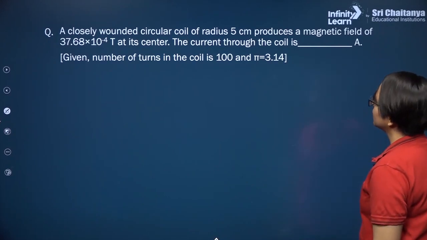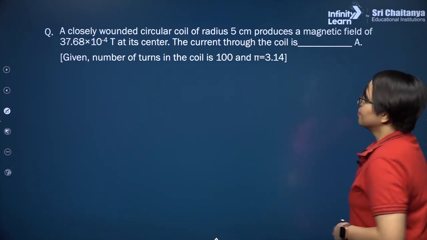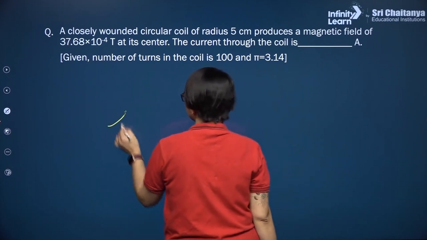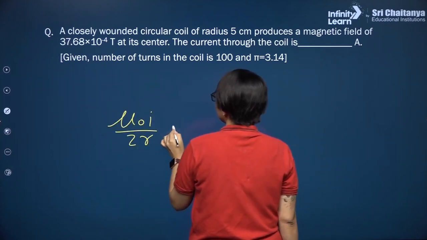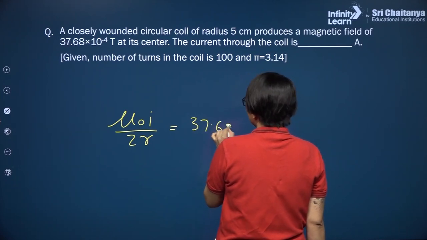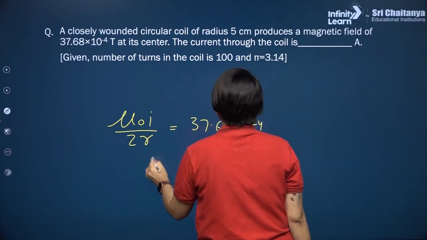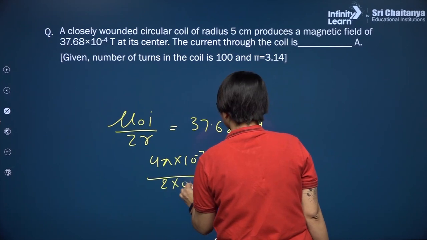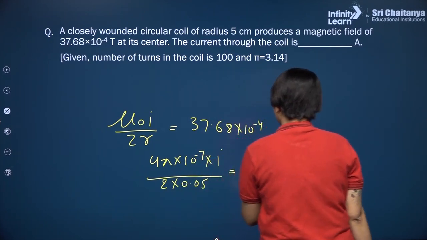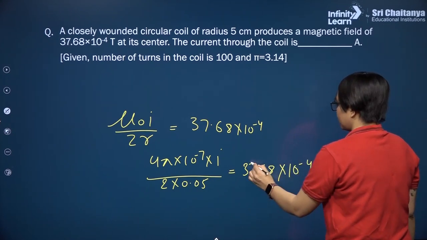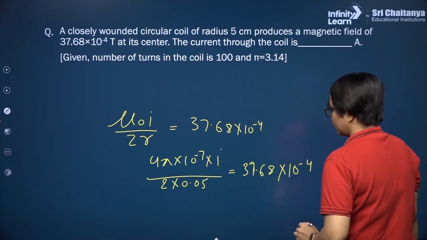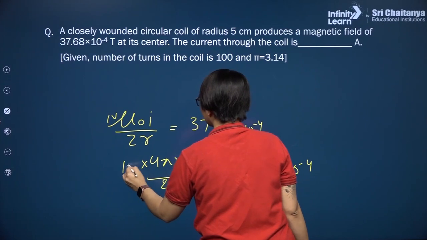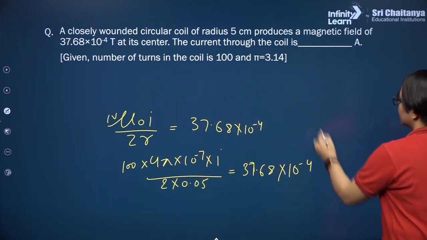Next is this one. A closely wound circular coil of radius 5 centimeter produces a magnetic field of this much Tesla at the center. The current through the coil is. So, magnetic field at the center is mu naught I divided by 2 R, right. And that is 37.68 into 10 power minus 4. Mu naught is 4 pi into 10 power minus 7, I is unknown, divided by 2 R is 0.05, and that is equal to 37.68 into 10 power minus 4. So, after solving this one, you will get the value of current. Of course, number of turns are there, 100, right. So, current through the coil will be 3 ampere.